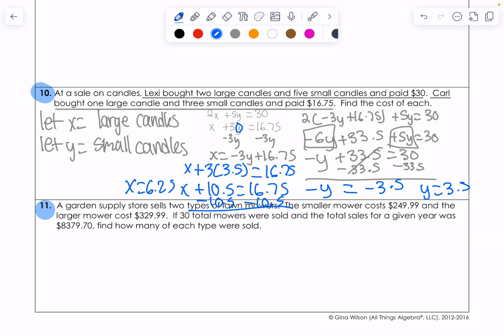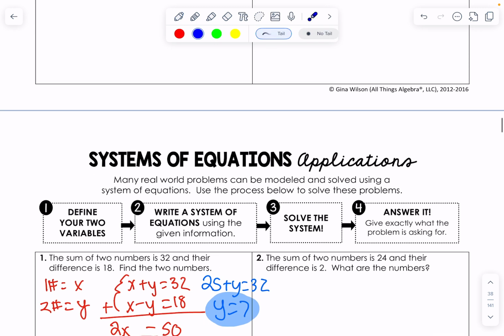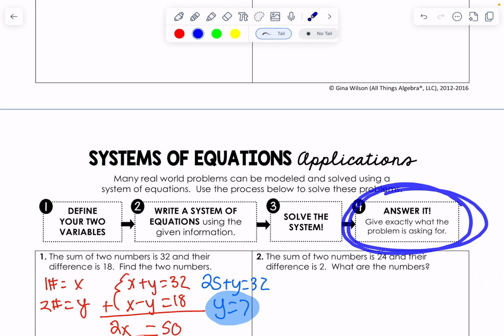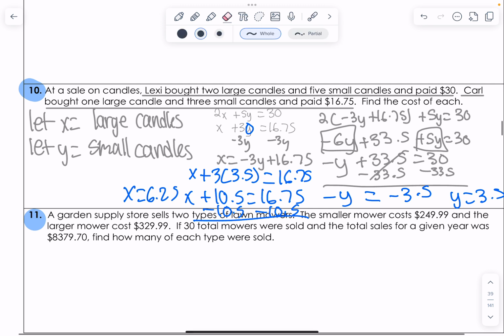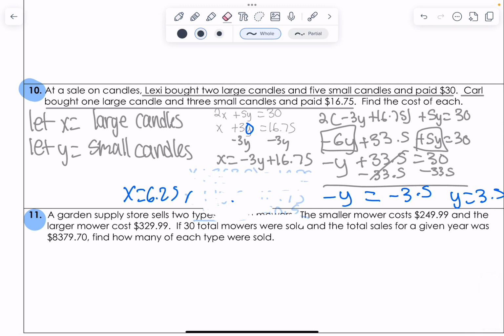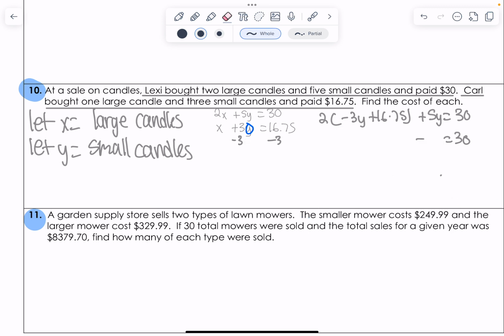We are oh so close to being done. We have to finally, at the end, if you remember, answer it. Give the problem exactly what it's asking for. And so let's go ahead and do that on number 10. I'm going to erase some of my work here. Apologies if you're still writing. Miss Harrison, if you need to replay this, you can.